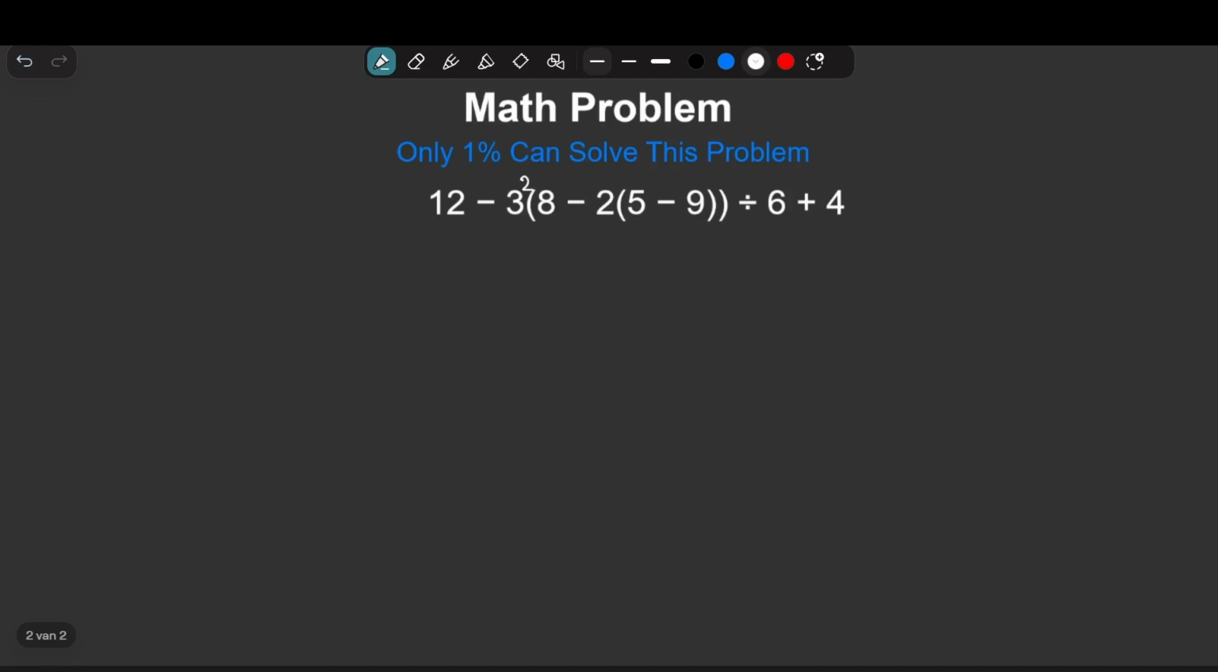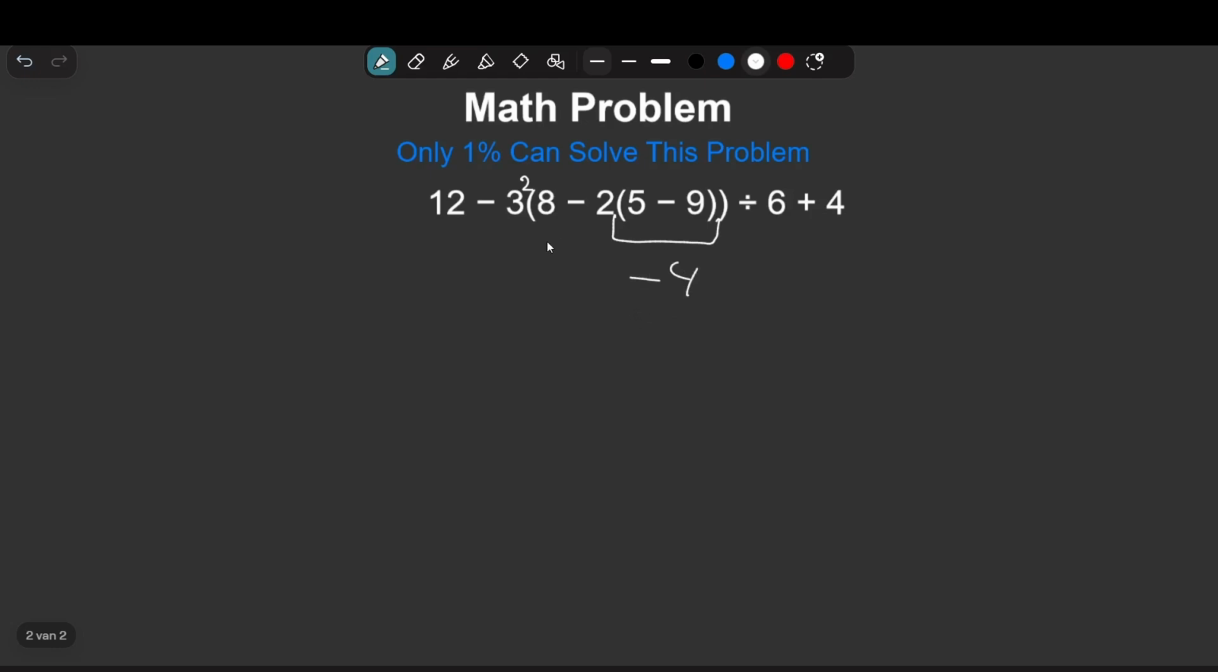So let's start. We always start with the parentheses. And in this case, we have two parentheses inside each other. So we're going to start with the deepest parentheses. We always start with the deepest parentheses. So this means this one, 5 minus 9. 5 minus 9 is going to equal minus 4.